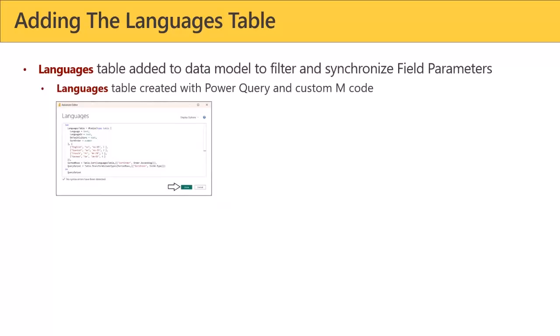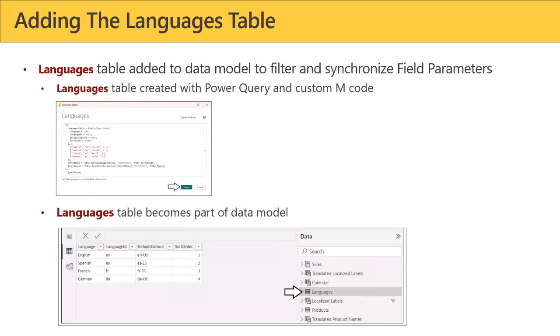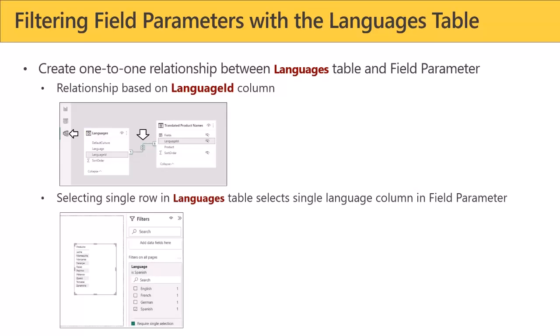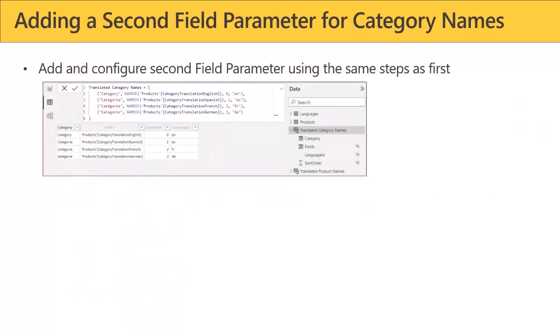Now, the last piece right here is we need some kind of central mechanism to switch languages. So we're going to add the languages table. Once we've added the languages table, we can create a language ID relationship between these two. And now by adding a filter on the languages table, in fact, it's added a filter to the translated product names. And now we've done it for one field parameter.